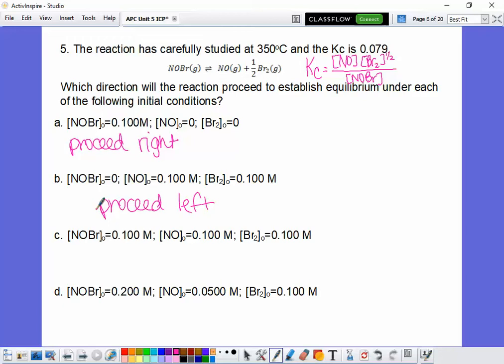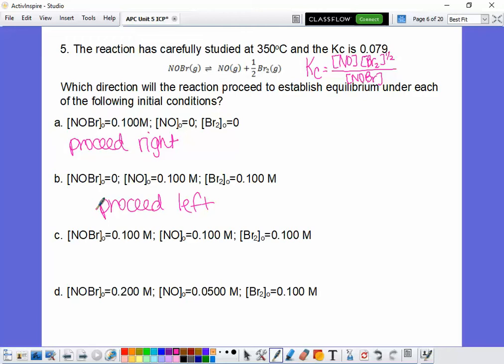Okay? Now, for C and D, what do you notice about our initial amounts? Yeah, we have some of everything. So we need a way to figure out which way the reaction is going to proceed. That thing is called the reaction quotient. This was in your guided notes. It was not part of the video, but it was in your guided notes, so this should be familiar to you.